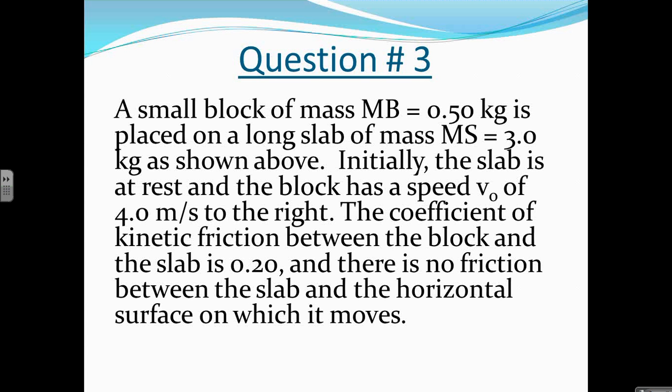As the block moves across the slab, the friction between the two causes a force to develop both on the block and on the slab, and this moves the whole system forward. Note that because the block is moving initially, the whole system has momentum. We're not going to solve this through momentum, but you could solve this through momentum. And that's why the system moves.